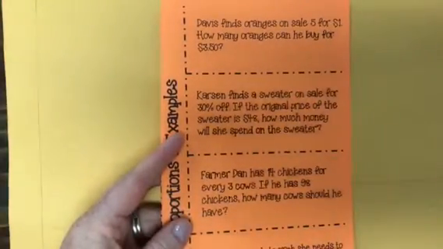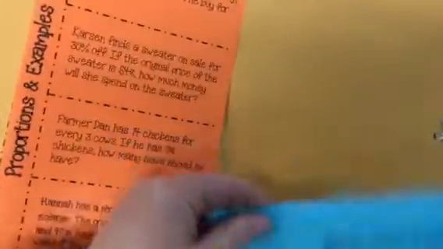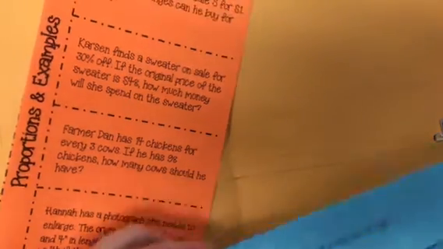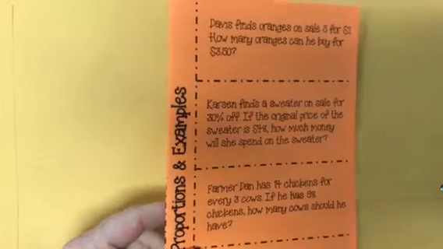The very first step is we're going to put glue on the back of similar figures and examples, and we're going to glue that into the proportions and examples, so it opens up like a little book there. And then get that down. Then I'm going to stop the video right here, and I'm going to finish up in the next video.